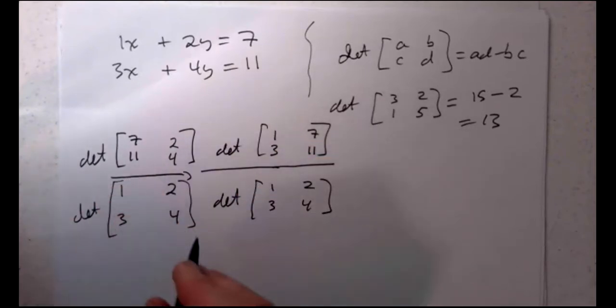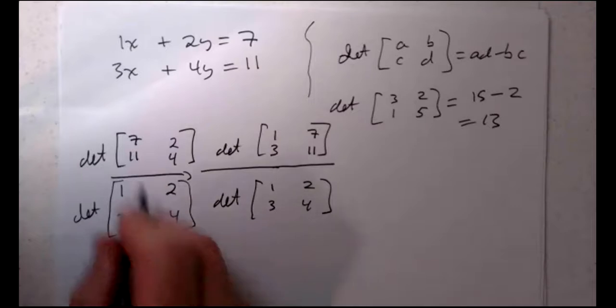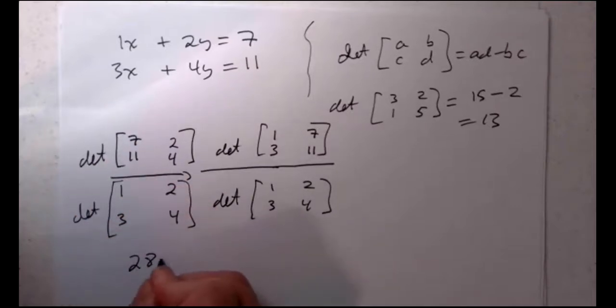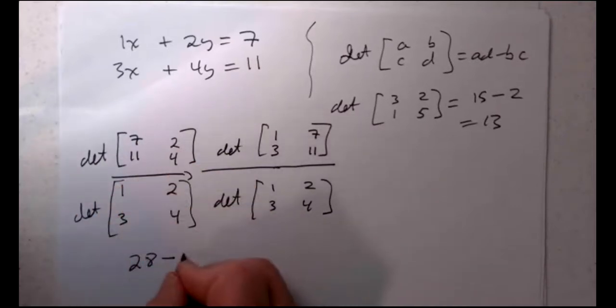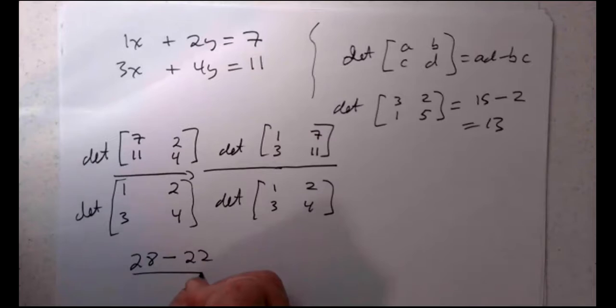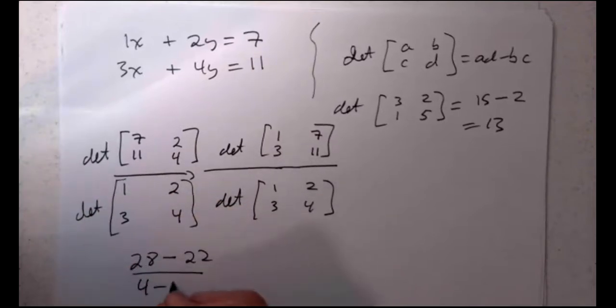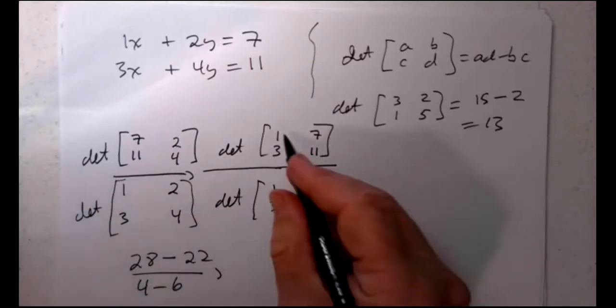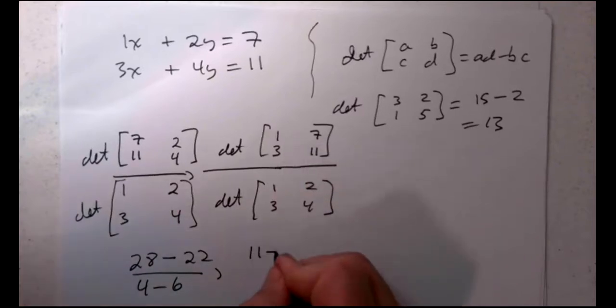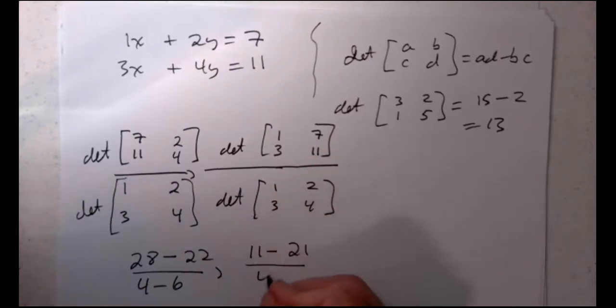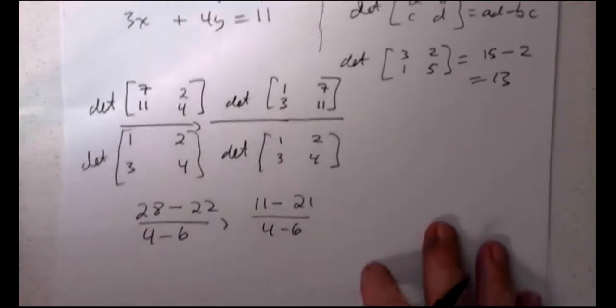So the first one is X. The second one is Y. So what do we have? 7 times 4 is 28, minus 11 times 2 is 22. That's on top. What's on the bottom? 1 times 4 is 4, minus 3 times 2 is 6. 4 minus 6. Here we have 1 times 11 is 11, minus 3 times 7 is 21, over 4 minus 6. What does that give us?